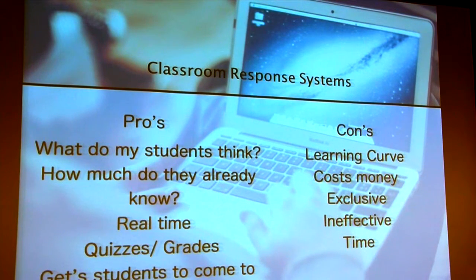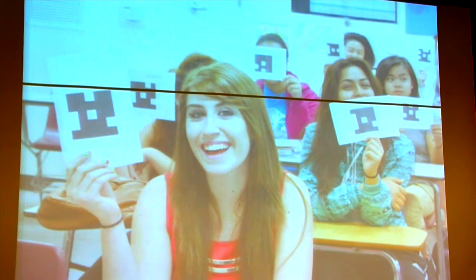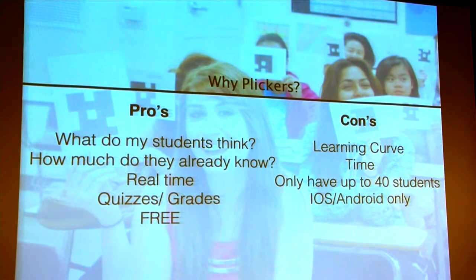So I'm going to talk about one of these classroom response systems known as a Plicker. You can see in this picture that all the students are holding up a little card. That is a Plicker, a little QR code on top of just a white sheet of paper. Some pros and cons that we see with Plickers include that you still get to know what your students are thinking. You can test how much they already know, which is how I usually use them. I get real-time feedback. They can be used for quizzes and grades, and the best part about them is that they are free. You can go to plickers.com, download these, print them off, and use them in your class with your own phone device.